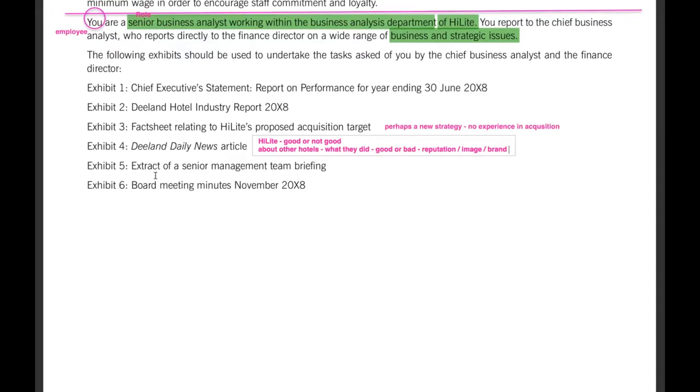Then exhibit number 5, extract of a senior management team briefing, and then exhibit number 6, board minutes, okay, board meeting minutes, November 2008. Always remember, when there's a board meeting, there's always board minutes, and when there's a meeting, you know that there's always something important that they raise during this particular board meeting, and you might find what the things are that they raise inside this particular minutes.